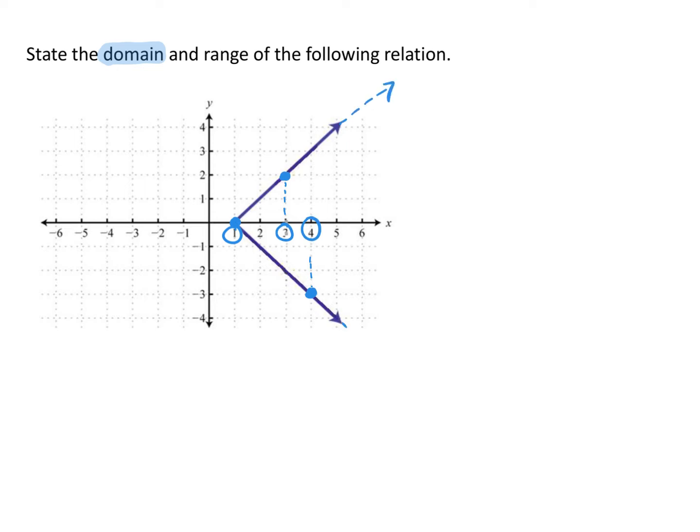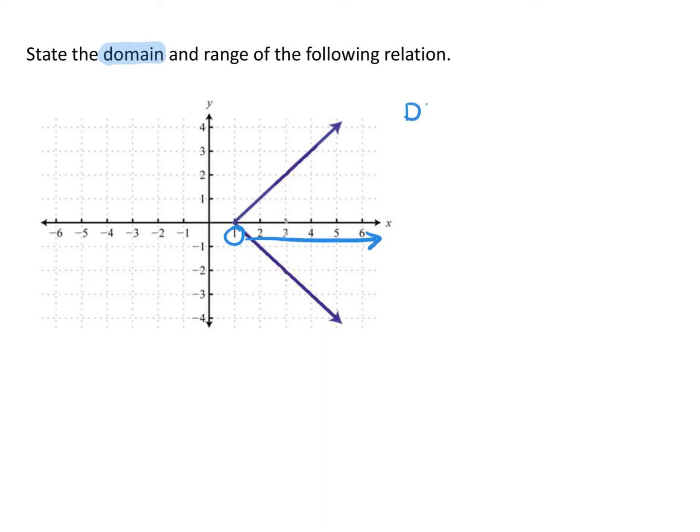Notice our graph is going to keep going upwards, and it's going to keep going downwards. So it's going to hit all the x values right here on the right-hand side. But notice it's not going to hit any of the x values on the negative side past +1. So +1, and it's just going to move towards the right.